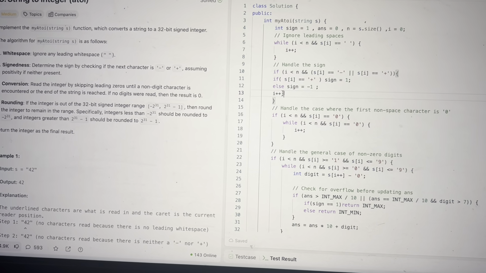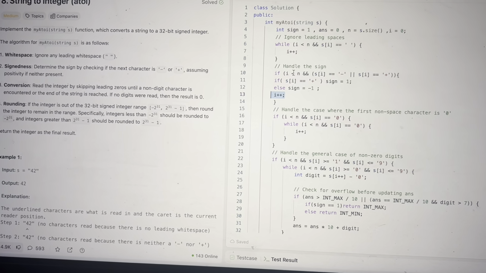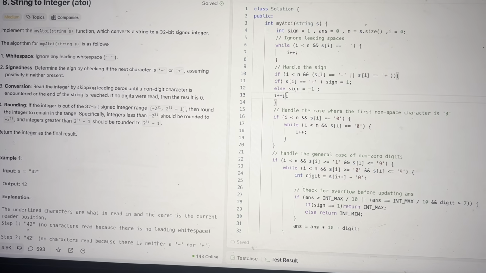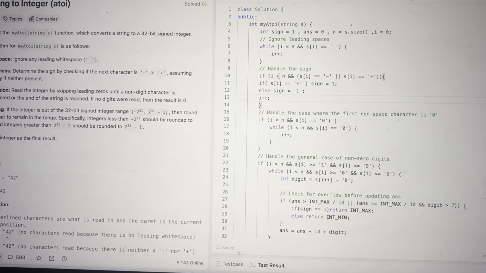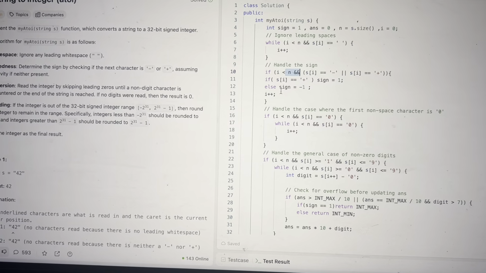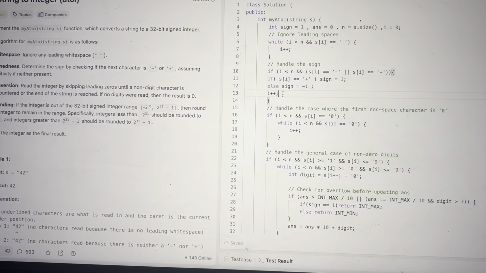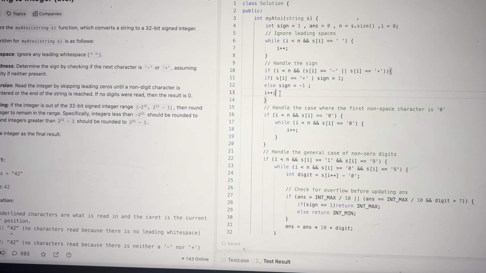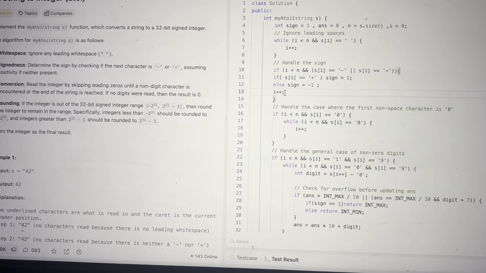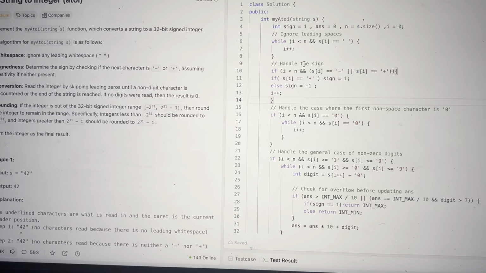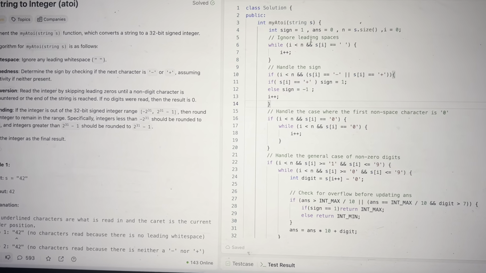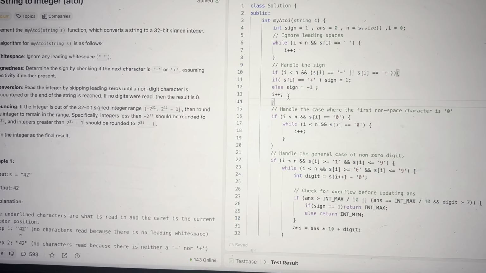This has to be done because once you have traversed this sign, I think I have missed this condition. Once you have traversed this sign, right, then you need to move ahead, right? So this i plus plus is very important, so that we'll go to the next index. Okay, so I think I missed writing this. Okay, so in this way the sign is handled. We have ignored the leading whitespace case.